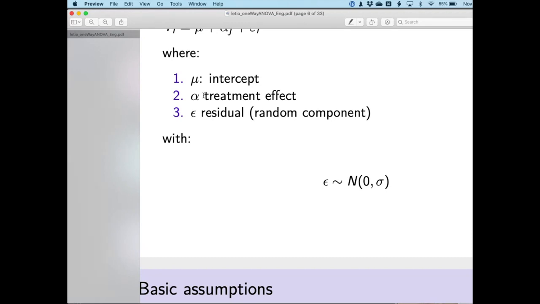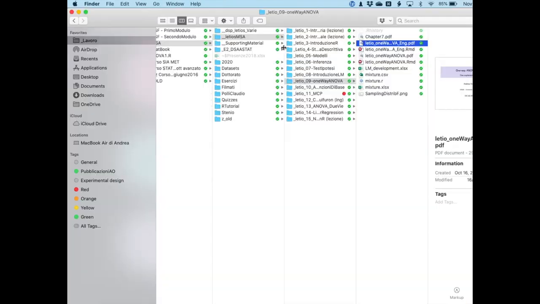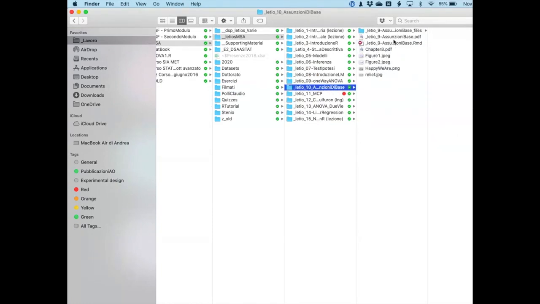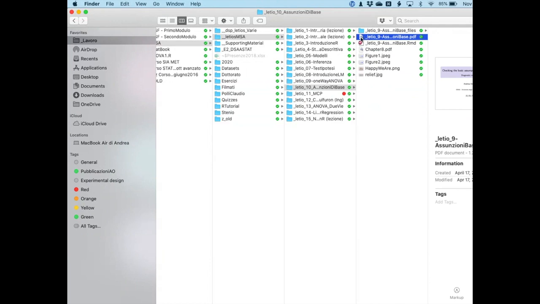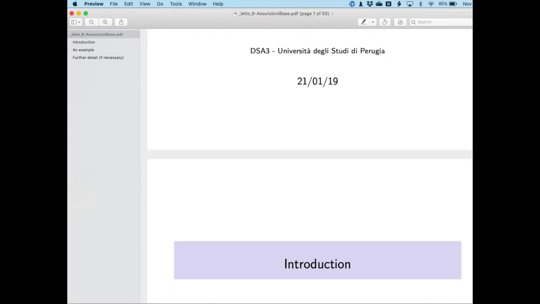So yesterday we fit the model. We did not get concerned with such assumptions, but today we need to be concerned about the assumptions. So I'm closing this presentation here and switching to the next one, which I still have to upload to Unistudium, but I will do it today. So here we go.